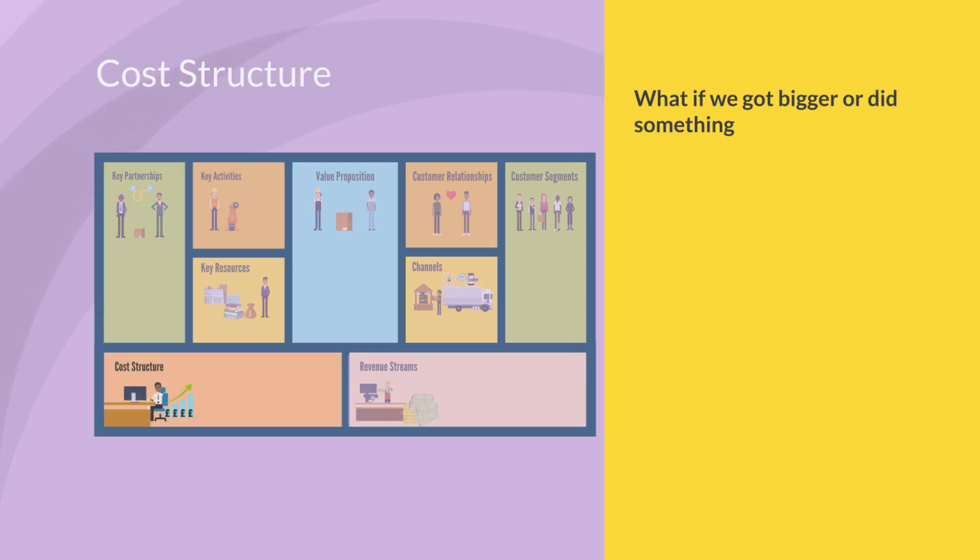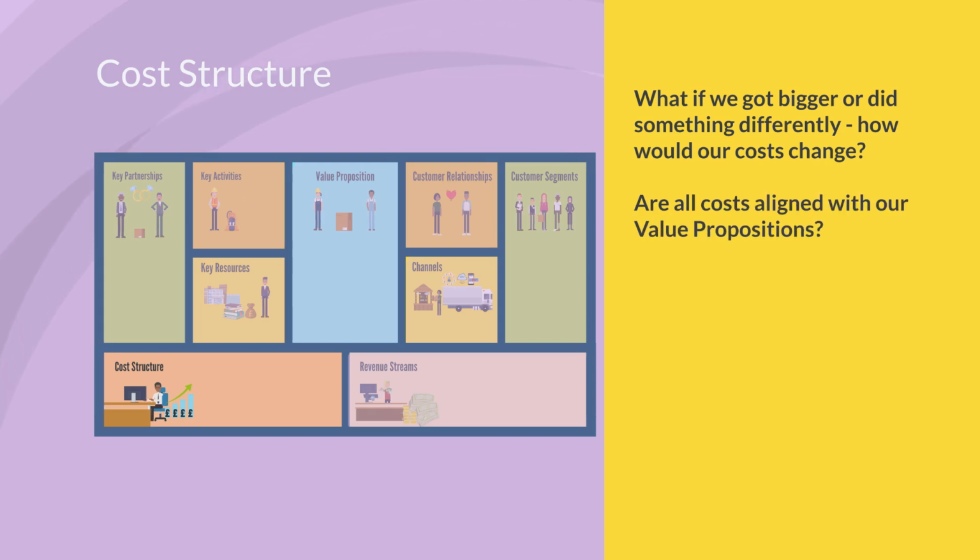What if you got bigger? What if you stopped doing this? What if you started doing that? How would your costs change? Are all of the costs well aligned with your value propositions? What are the main costs for your business? How would you describe your cost structure?